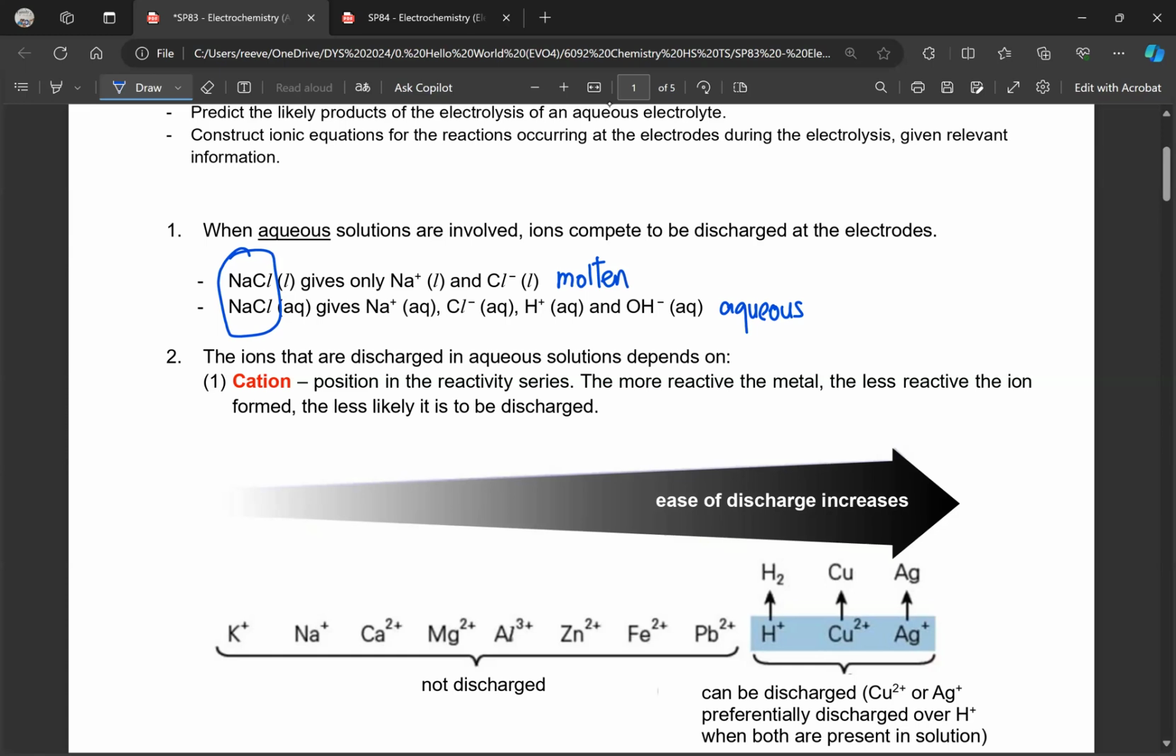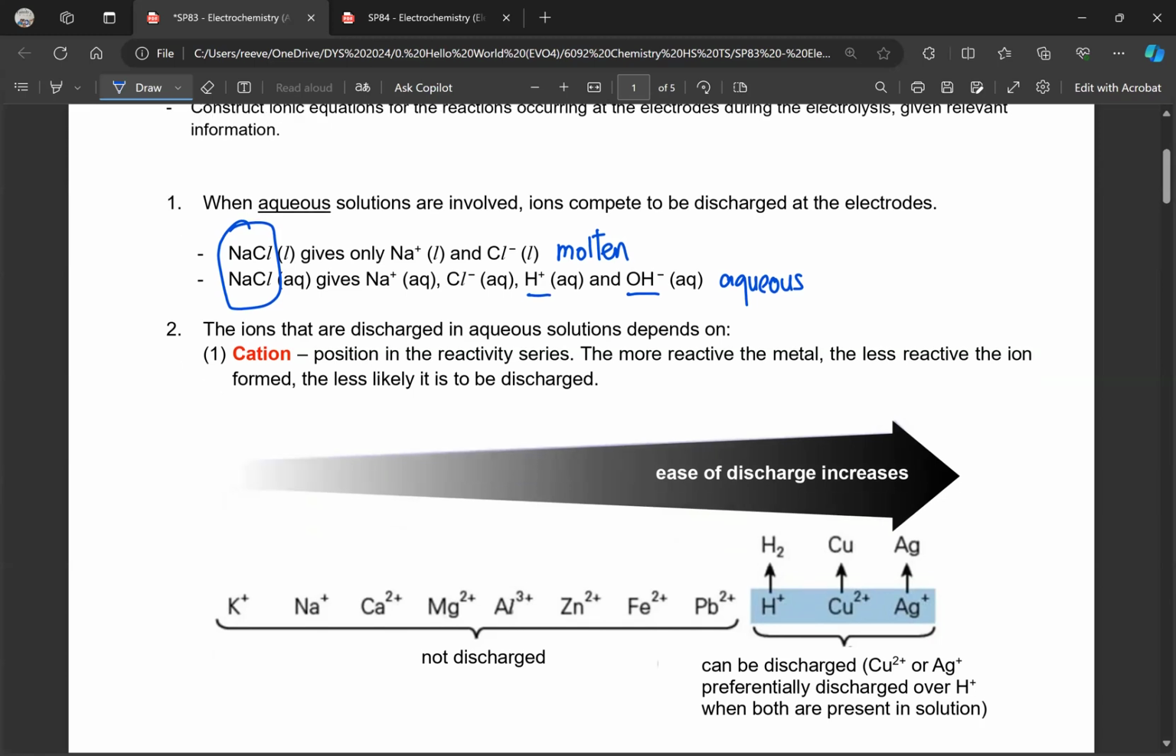However, the molten one will only have 2 ions present because it's a binary compound. But if you take the NaCl and dissolve it in water, you have more than just the 2 ions. You have water involved, so you have H+ and OH-. Hence, the state symbol is very important. Okay, let's begin.